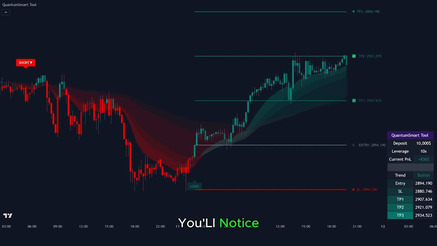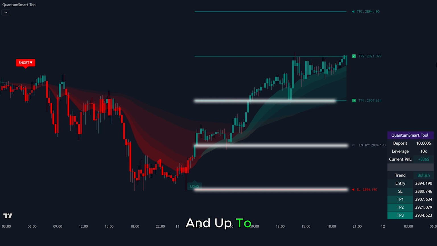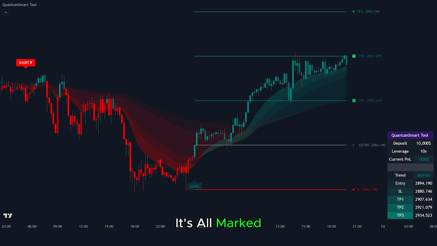The first thing you'll notice when using the Quantum Smart tool is its clean, visual trade signals. As soon as a trading opportunity is identified, the tool plots a long or short signal directly on your chart. Right away, it also gives you the entry price, the stop loss, and up to 3 take profit levels. You don't have to guess anything, it's all marked for you.